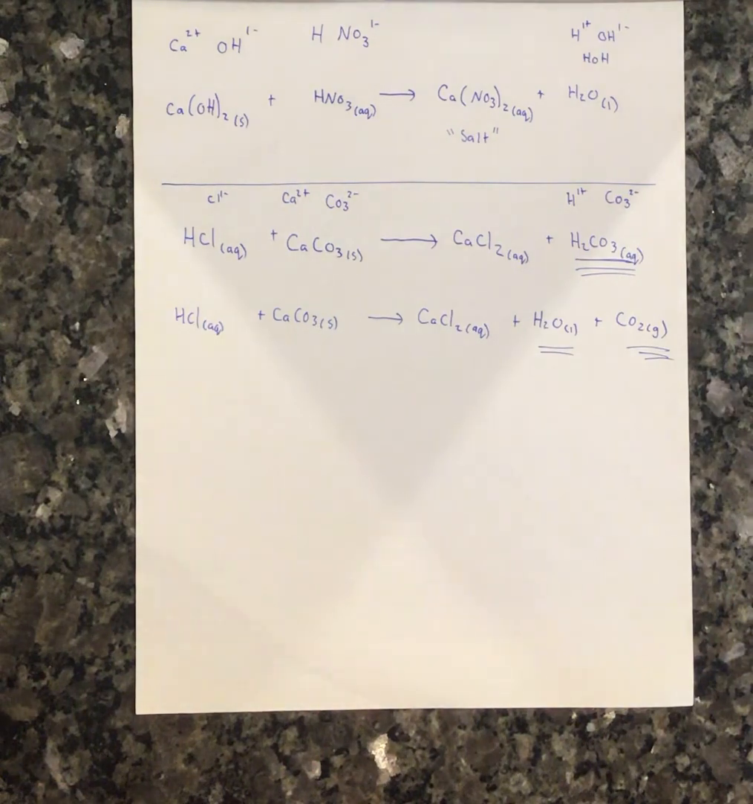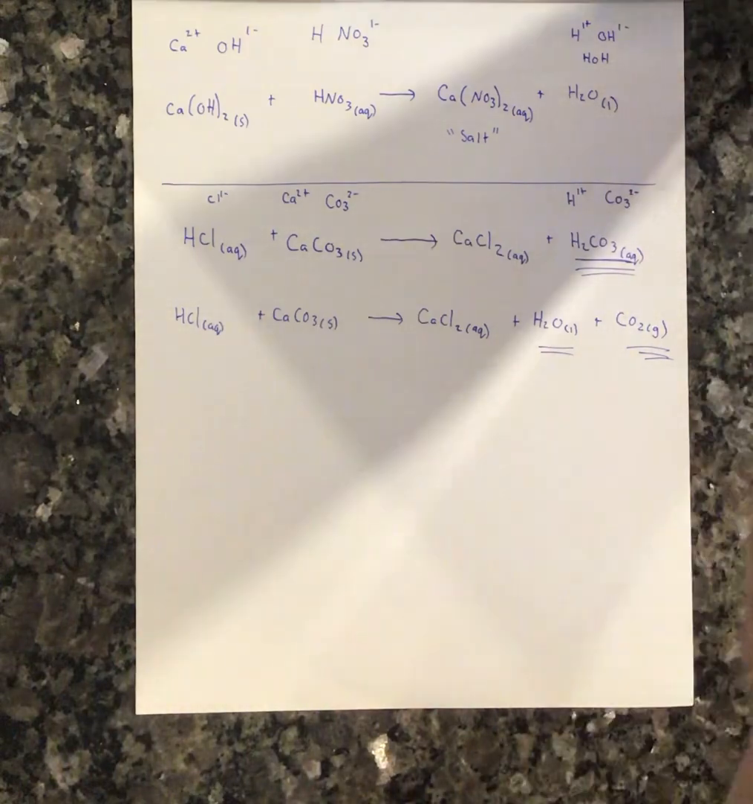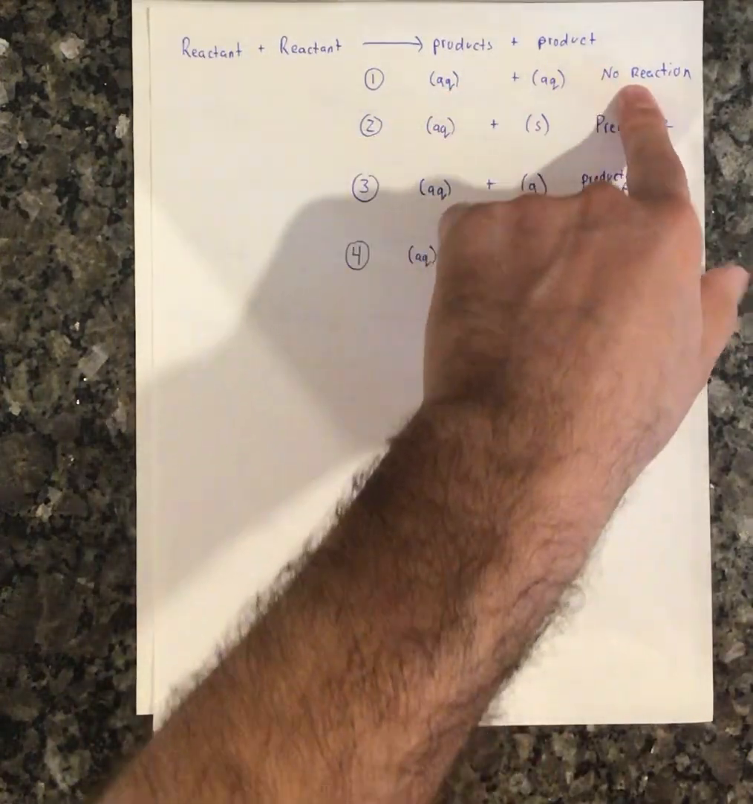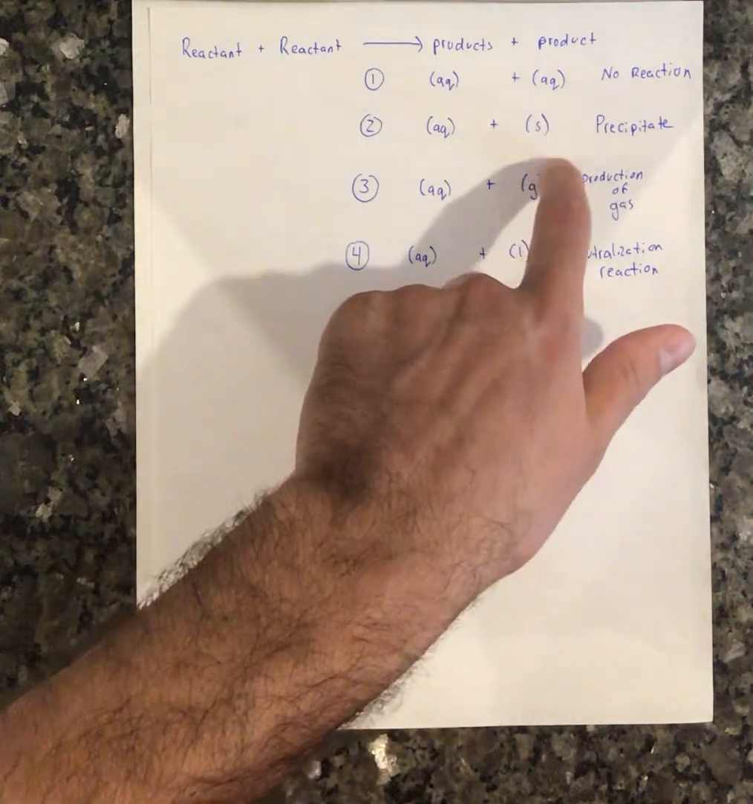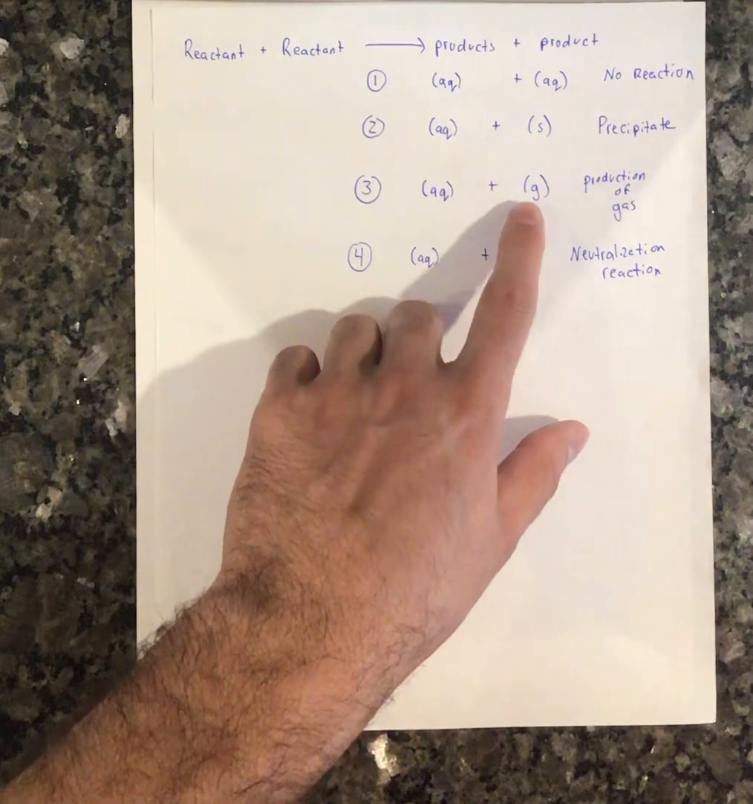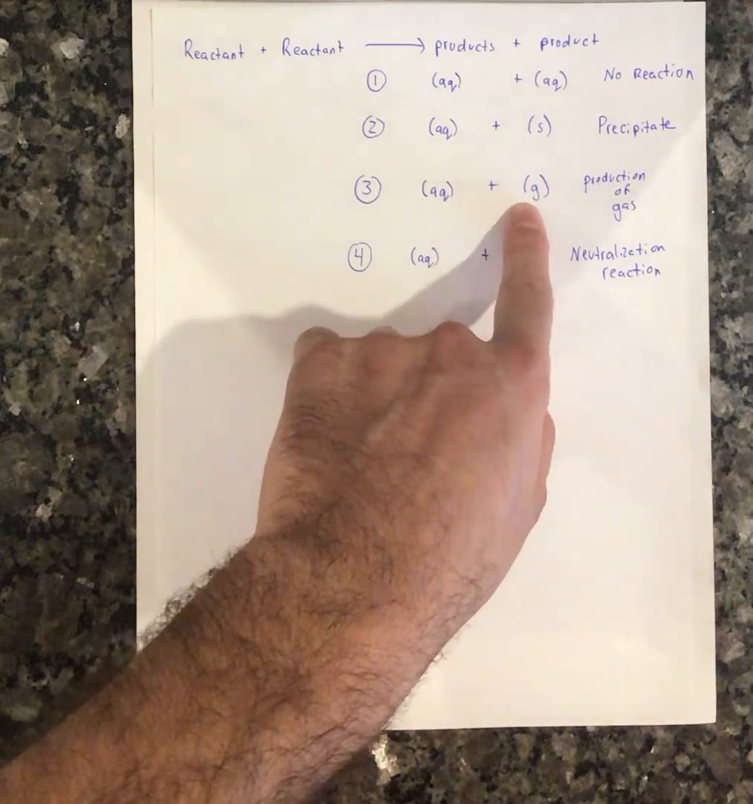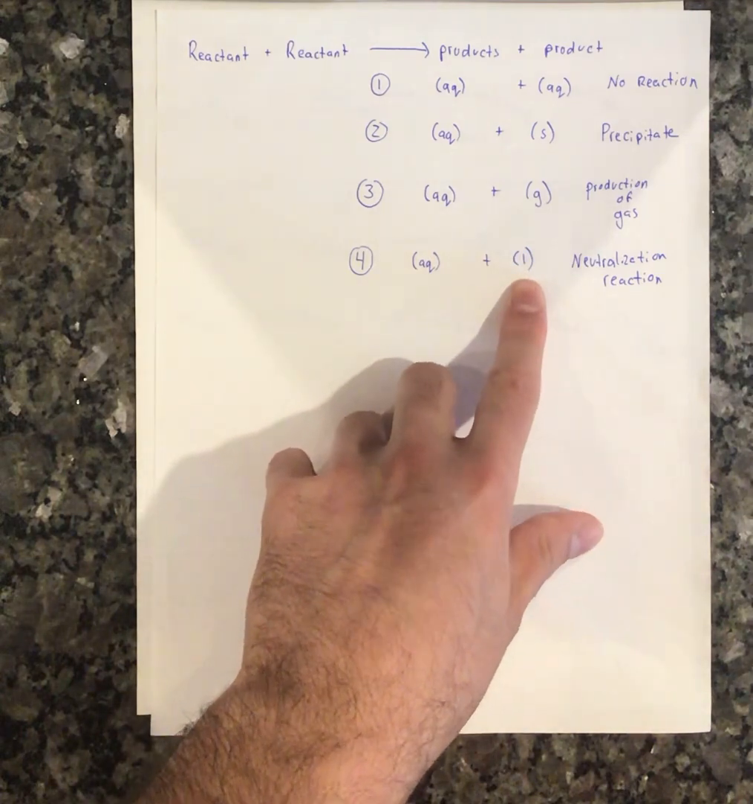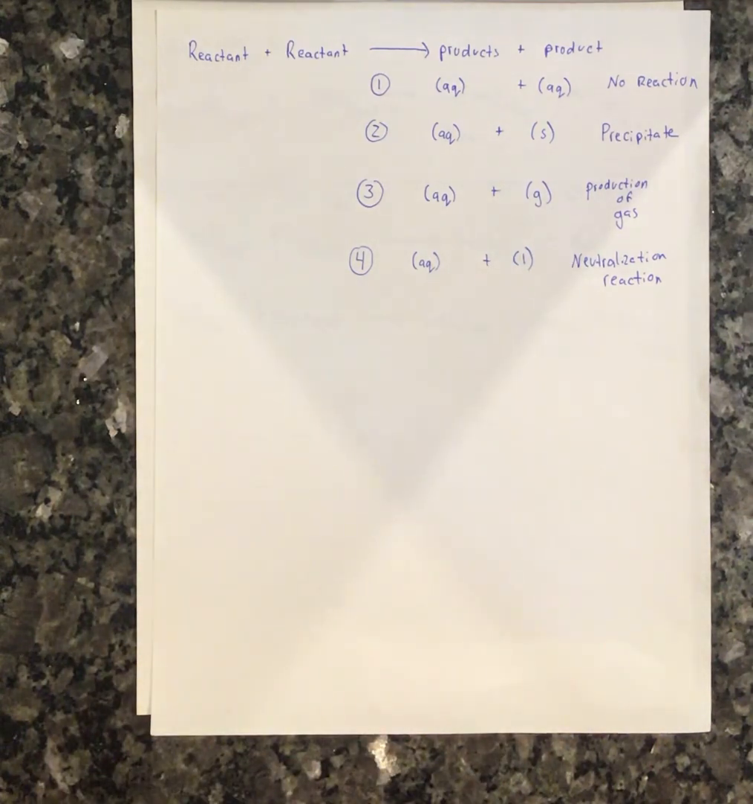Okay, so that is our last example of what we have here. Once again, just to recap: no reaction if you have two aqueous. If you have a solid being produced, that's a precipitate. Once you get your gas being produced, it's a production of gas. And then lastly, we have two types of neutralization reactions there.